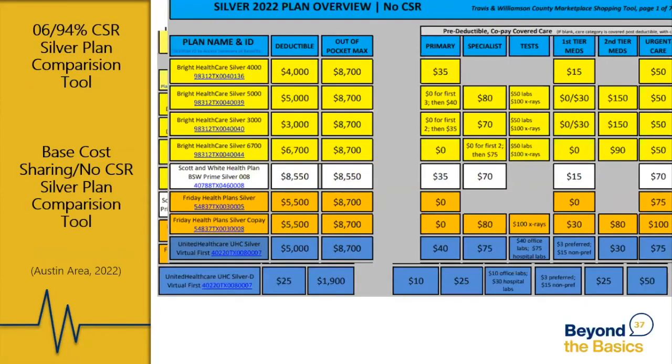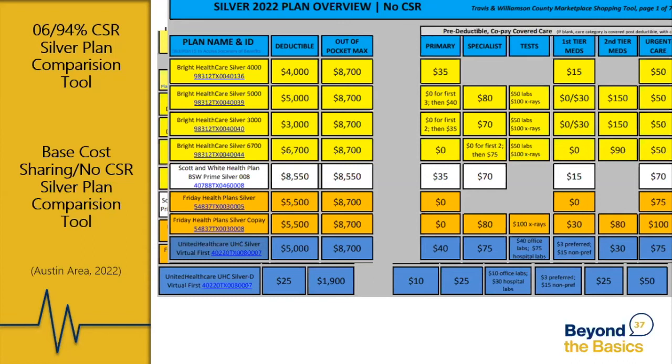So looking at the silver plans, and this is of course very, very detailed, and I think you want to consider the extent to which your assisters could help with this. You can see we've gone so far as to list out basically copays associated with primary and specialist visits, tests, so labs and x-rays, first and second tier meds, and urgent care. So this is so detailed.